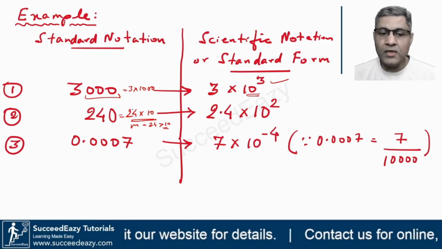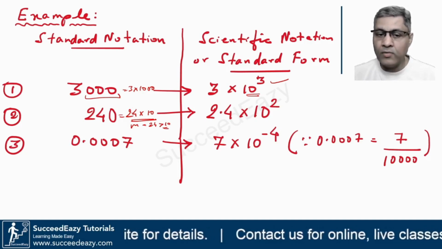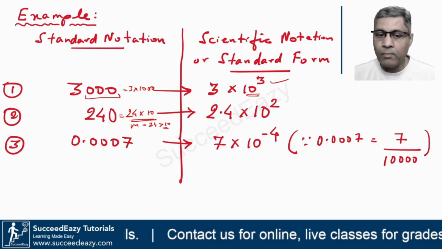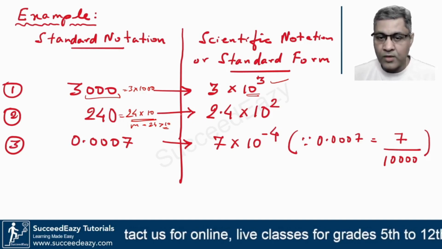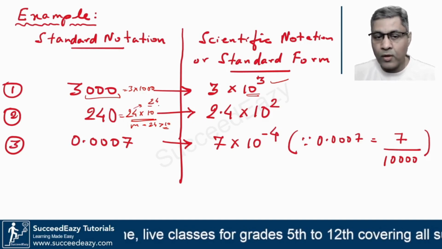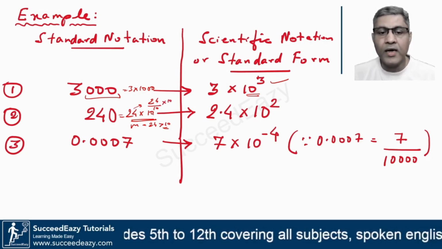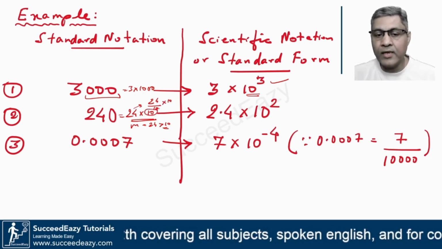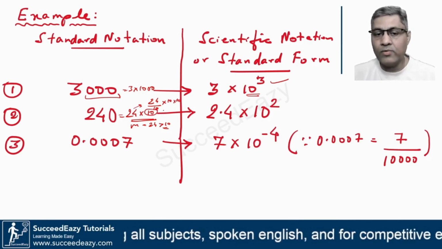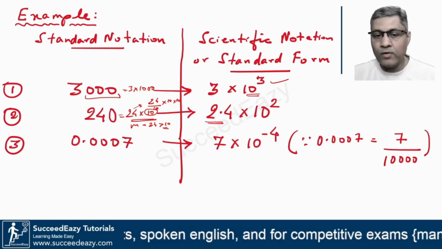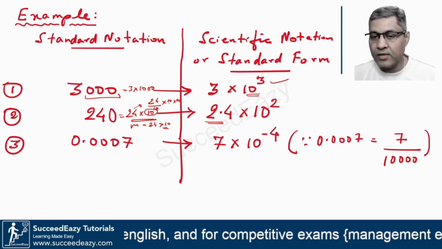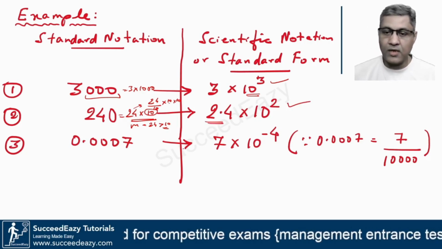So what we do, we need 2.4. How do we get 2.4 from 24? By dividing it by 10. And therefore we need to again multiply it by 10. And here we already have 10, so multiply it by 10 again. So what we get here is essentially 2.4 into 10 into 10, which is 100, that is 10 to the power 2. I hope this is very clear to you.